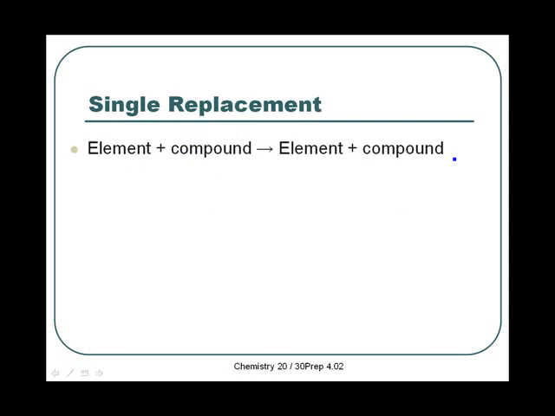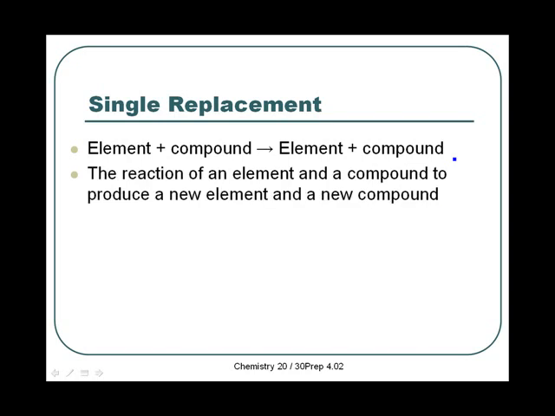For single replacement reactions, the general form is an element plus a compound goes to form a new element and a new compound. And so basically what happens is whatever that element is, it switches spots with something in the compound. So one way to write it, at least in a general form, is metal 1 and metal 2. Metal 2 is in a compound. After the reaction, metal 2 comes out, it becomes an element, and metal 1 takes its place in the compound.